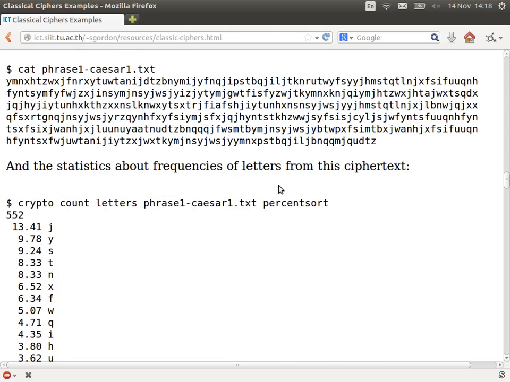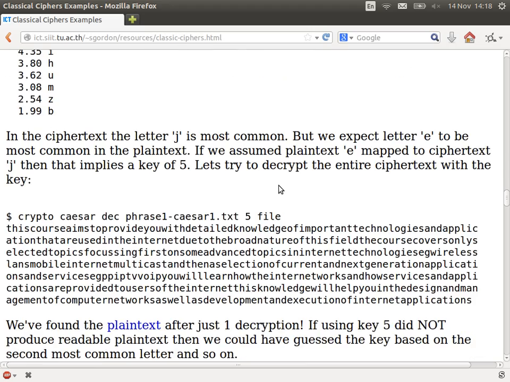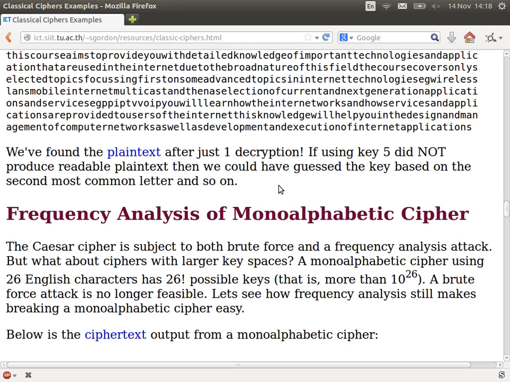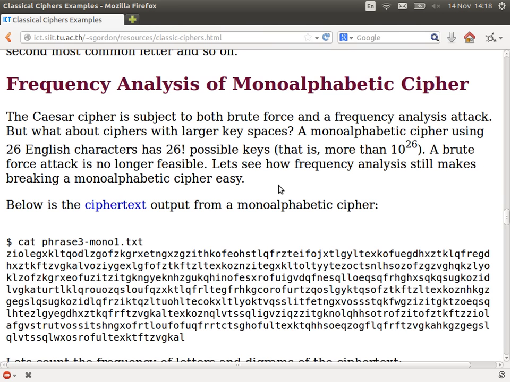From those statistics, you can look at a particular ciphertext. So here's some ciphertext. And this was using Caesar cipher. Instead of doing a brute force attack, you can do the same as with the monoalphabetic cipher. We count the letters in the ciphertext. We see J is the most frequent, about 13%. So I make the educated guess that J in the ciphertext maps to E in the plain text. And if you try that, then you immediately get the plain text. That's with a Caesar cipher. And you can do the same with a monoalphabetic cipher. It's just a little bit more involved.